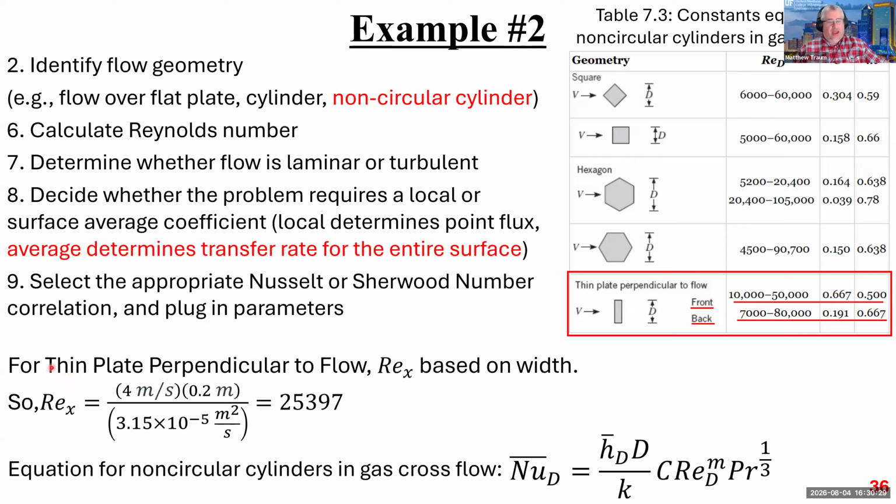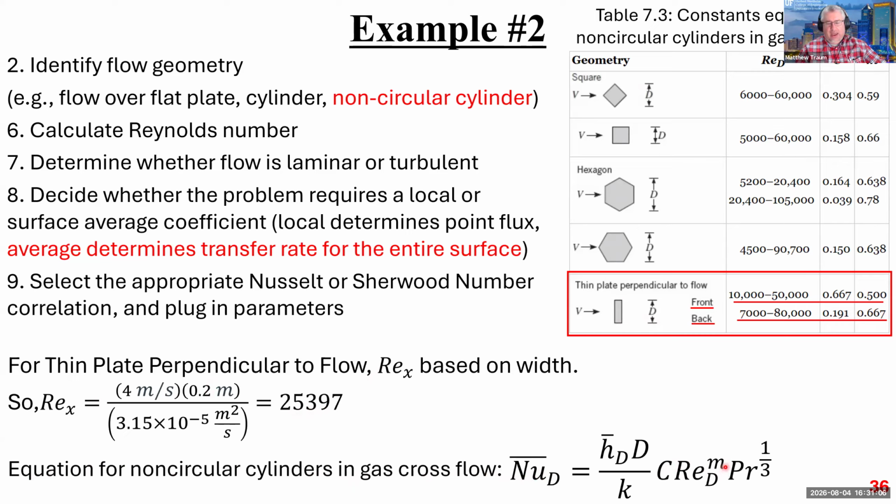Okay, so it turns out that for a thin flat plate perpendicular to the flow, the Reynolds number, I should say Reynolds number sub D here, is based on width, right? And the width is this, which is the value that's given. It's the same width as in the problem, so the Reynolds number is exactly the same as it was before. No changes. And then the equation for non-circular cylinders in gas crossflow is that same Nusselt number correlation, except we need C and M.